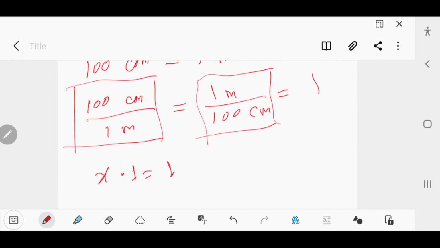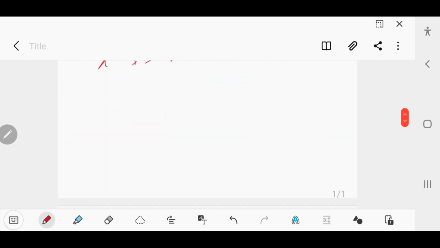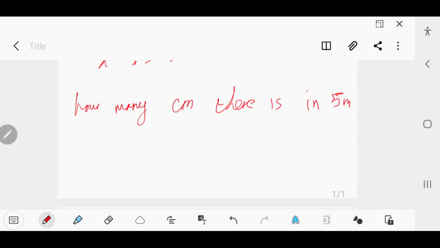So for example, I'm going to start with the simplest thing. How many centimeters are there in 5 meters? Now this is simple. You can just say, okay, 5 times 100 equals 500 centimeter.